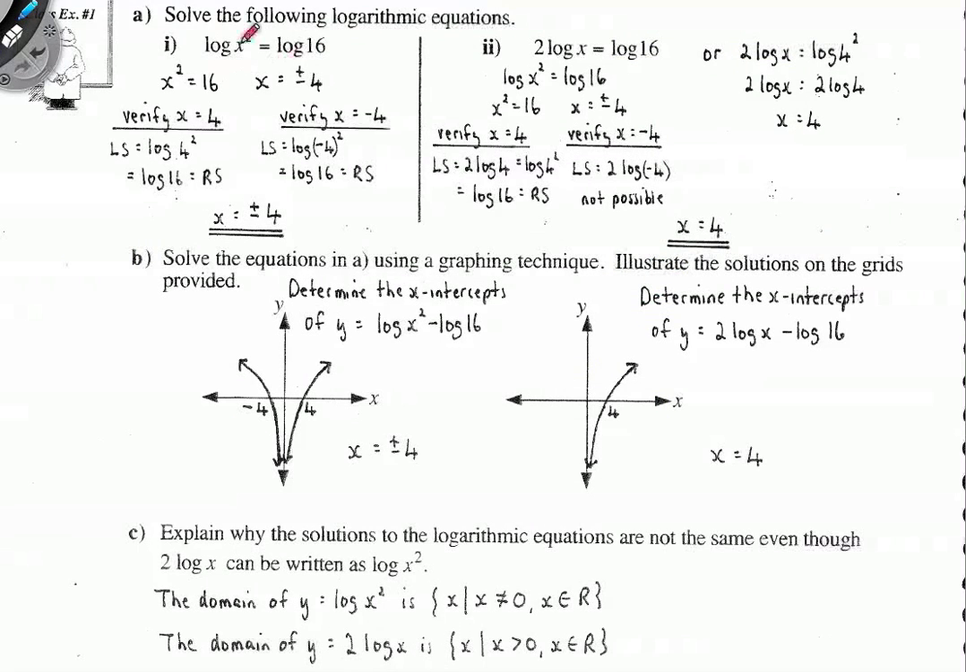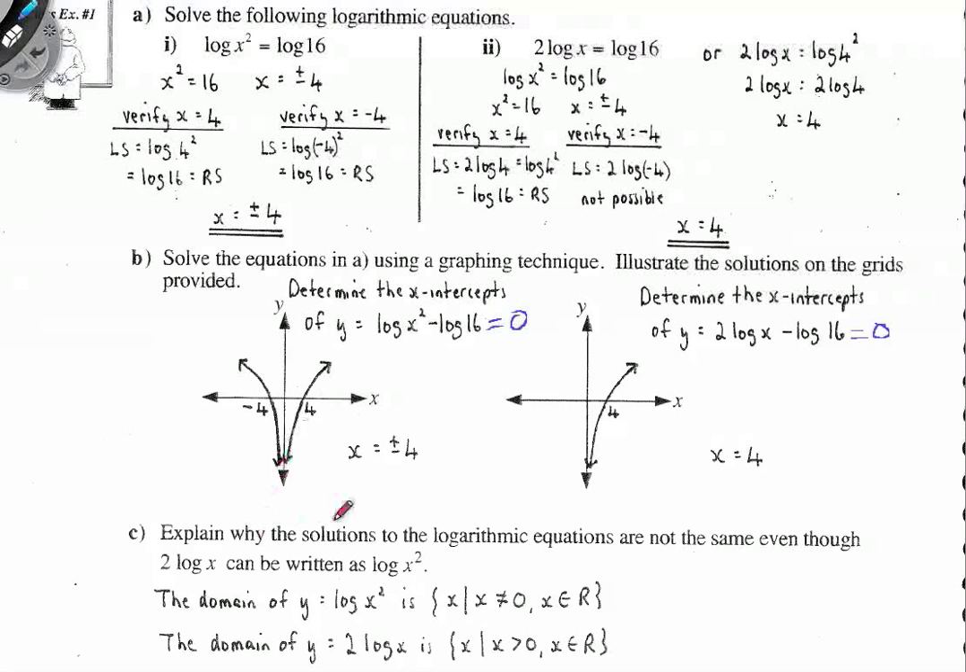Alright, example 1. Solve the following log equations. Oh, we just did that. Yeah, this is what I was just explaining here. Part B. Solve the equations in A using a graphing technique. Illustrate the solutions on the grids provided. So here the solution, we've basically brought the log 16 over together, and we're looking for when this equals 0. We can graph both of these, and we're looking for when this equals 0 because we brought this over to the same side. In other words, this here has been brought over to this side, so this side now equals 0. So notice when this crosses the x-axis, when y is 0 in other words, we get a value of 4 for x. In this case we get two values, -4 and +4.